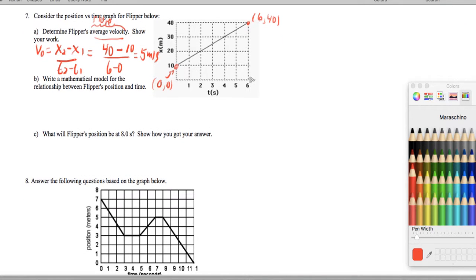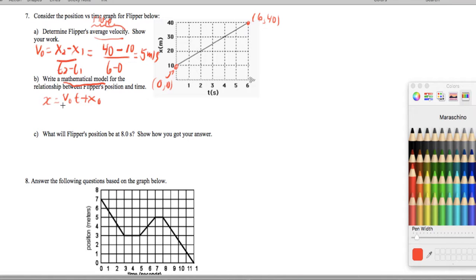Now, it says write a mathematical model for the relationship between Flipper's position and time. This, again, is a way of saying write down the equation that describes the motion of the object. So we start with x equals v naught t plus x naught. This is the physics way of saying write the point slope equation for the line.